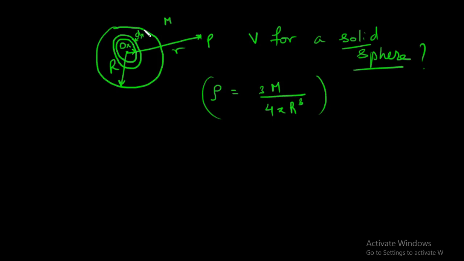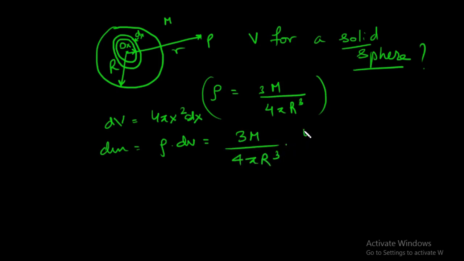I want to find out the volume of the spherical shell. Since this is an infinitesimal spherical shell, the volume would be dV. This would be the surface area of the spherical shell, 4 pi x square, times the width, which is dx. So what is the mass dm? This would be rho times dV, because the sphere is continuous, so density will be the same everywhere. This would be 3M by 4 pi R cube times 4 pi x square dx. 4 pi gets cancelled out, so we are left with 3M by R cube x square dx. This is dm.